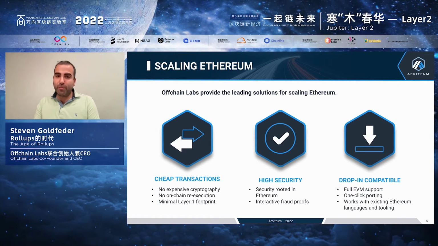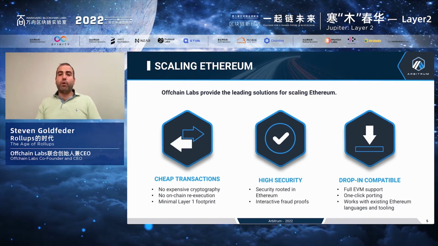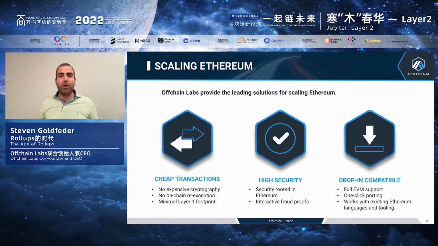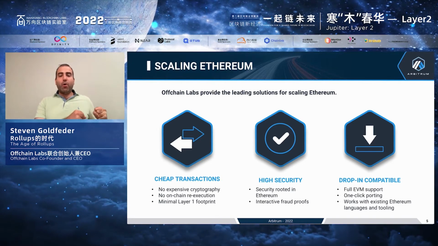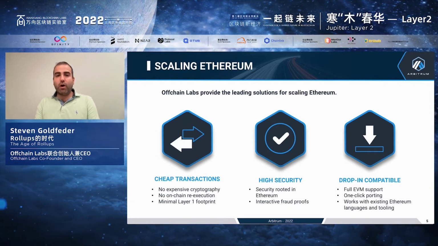You may have heard the term EVM compatibility or EVM equivalent. Both Arbitrum One and Arbitrum Nova are as compatible with EVM as possible. And what that means is that all of your code that you wrote for Ethereum and that knowledge that you built will just work on Arbitrum.